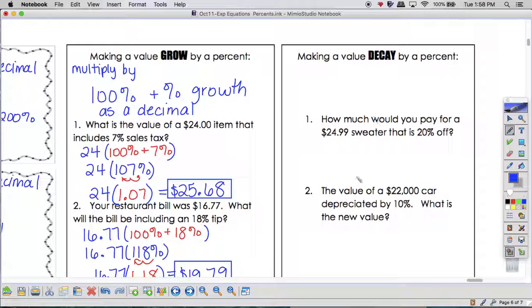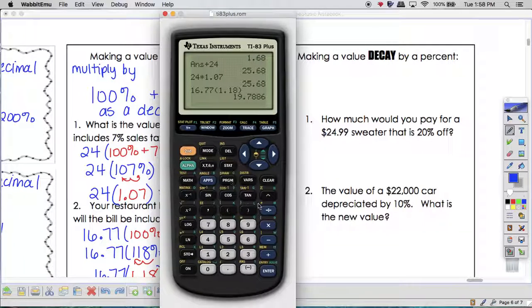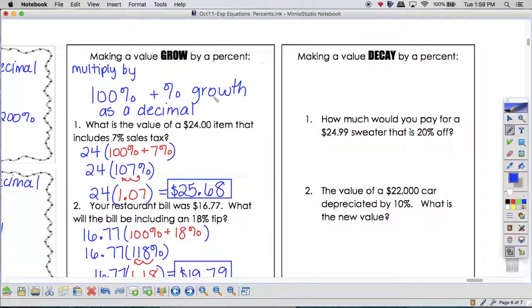Okay, so let's think about if I have a $24.99 sweater and it's 20% off. So if I do $24.99 and I want to take 20% off, if I just multiply by 20%, is this how much I'm going to be paying for the sweater? No, that's how much off it is. So what do you think we're going to have to do?